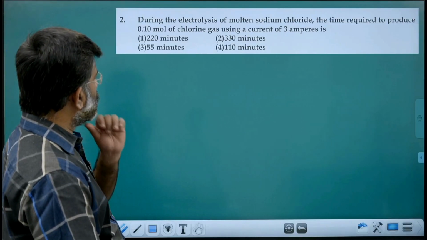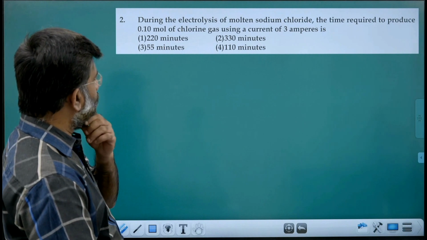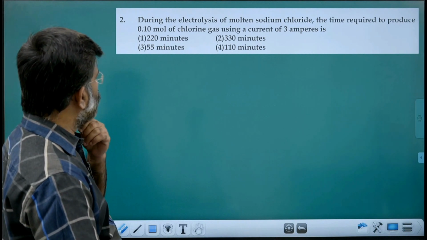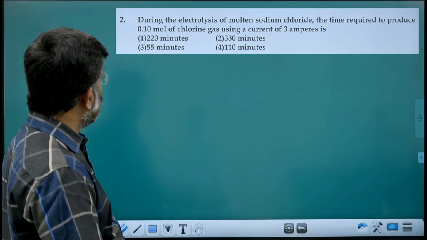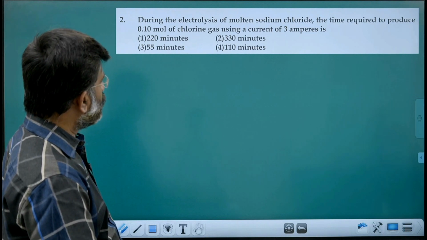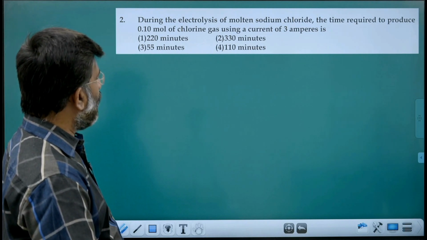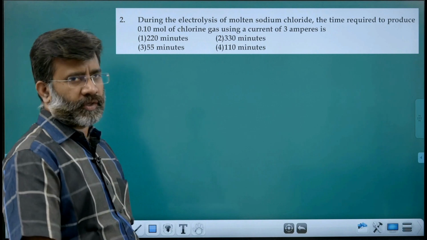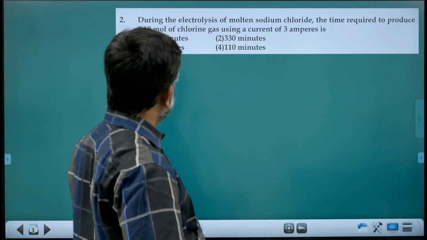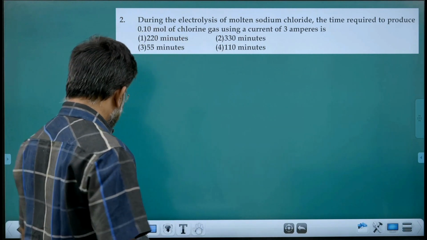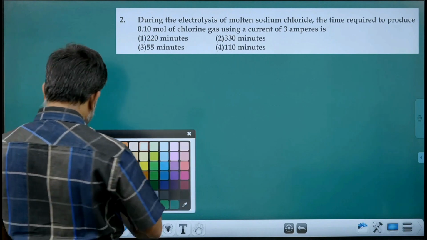During electrolysis of molten sodium chloride, what is the time required to produce 0.1 mole chlorine gas using a current of 3 ampere? That is the question. How much time is required in minutes? That is what is being asked. So how can you do that?